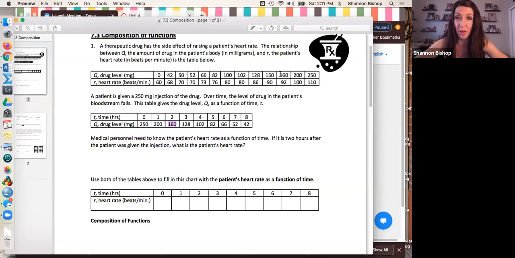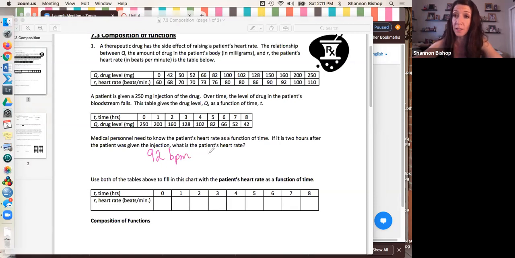Aha, this table up here tells me that if there's 160 milligrams of drug in the person's body, then their heart rate would be 92 beats per minute. So we can use those two tables and the relationship between these variables to conclude that after 2 hours, my heart rate should be 92 beats per minute.